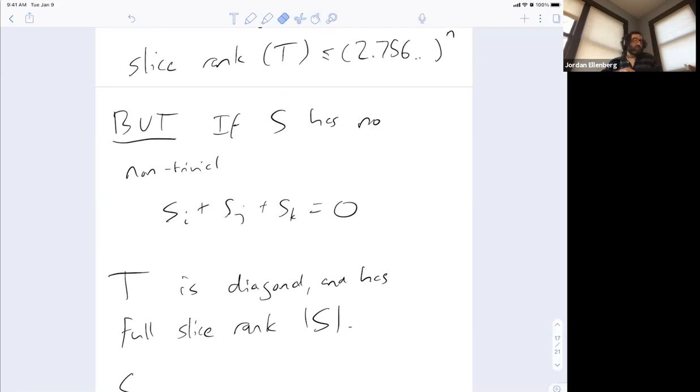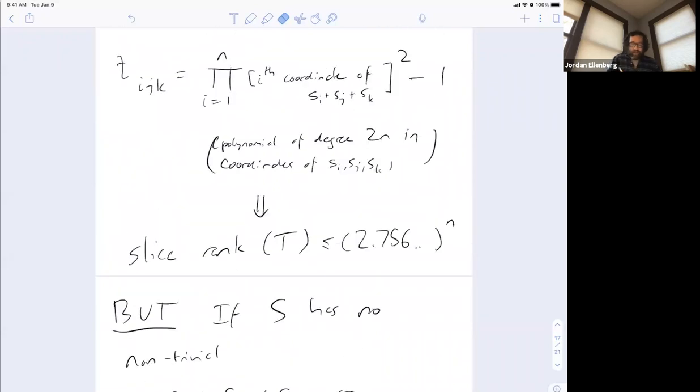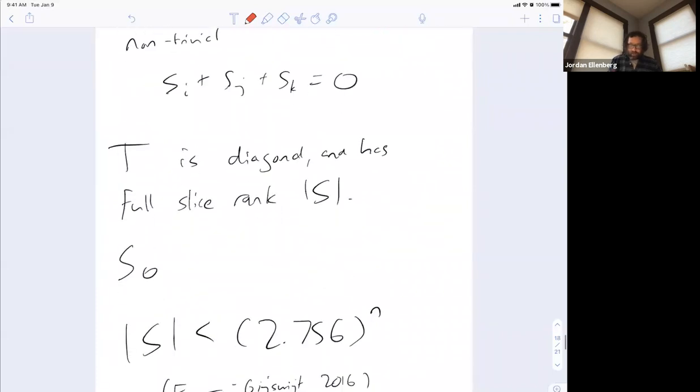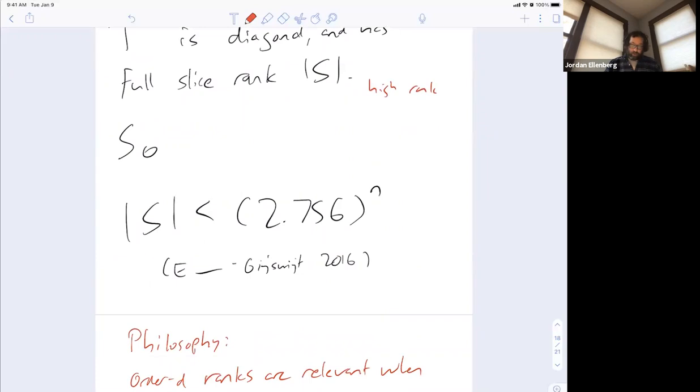And now here's a fact, which is not totally obvious, but I'm going to tell it to you. Just like with matrices, if you have a diagonal matrix with non-zero entries, its rank is full. Same thing for slice rank. If you have a cube and all the entries are 0 off the diagonal, and the diagonal entries are all non-zero, in this case 1, then it has maximal slice rank, which is the size of S. So we have a statement that this tensor has low rank and a statement that this tensor has high rank, which is a contradiction unless S is not too big. And that's the theorem of myself and Dion Gijswijk from 2016.